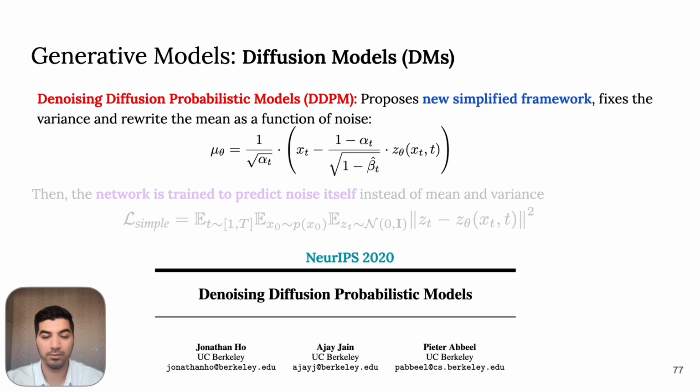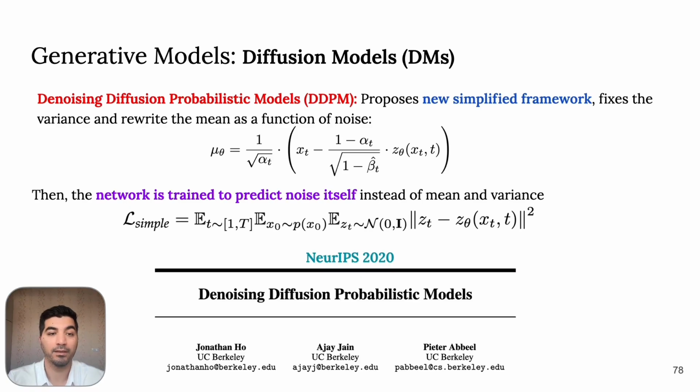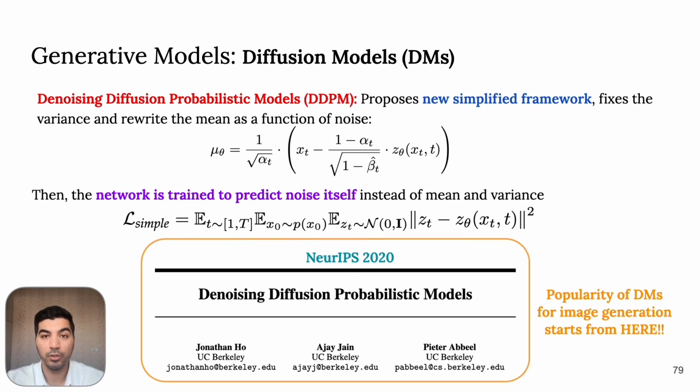Peter Abbeel also has lots of other interesting papers, one of which is model agnostic meta-learning. Here, they propose a new simplified framework which fixes the variance and rewrites the mean as a function of noise during the diffusion and reverse diffusion procedure. And based on that, the network is trained to predict noise itself instead of mean and variance. This results in a simple loss. They call it L simple. And the popularity of diffusion models for image generation starts from here.